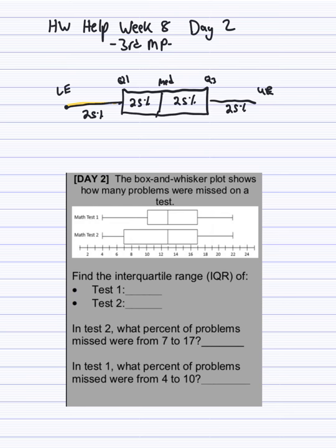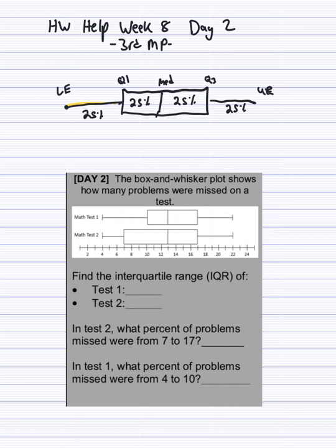So let's get started. The problem says the box and whisker plot shows how many problems were missed on a test. So math test 1, here's its box plot, and math test 2, here's its box plot. And these are the number of problems missed. So first thing says find the interquartile range, or IQR, of test 1 and test 2.